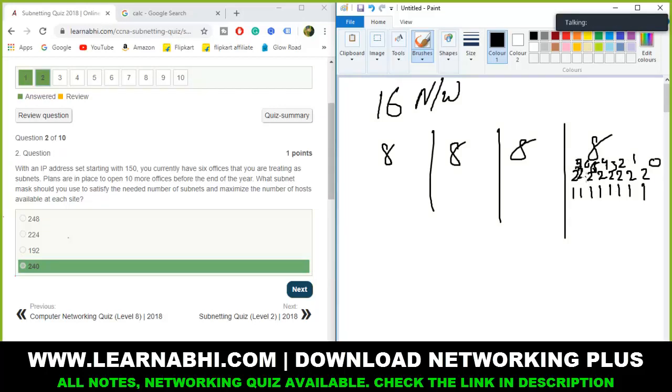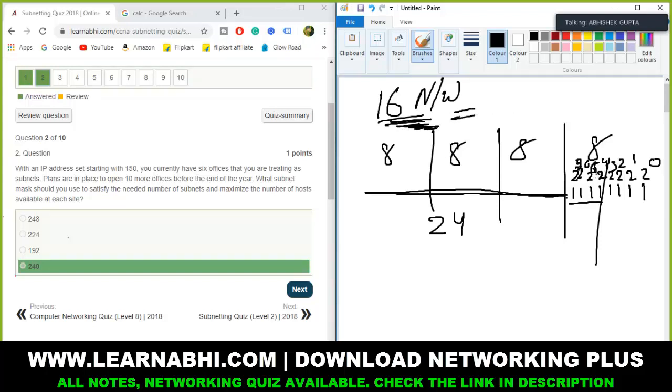Clear? Right. So our requirement is 16 networks. This is a class C address. By default, 24 bits are reserved for the network. So how many bits will you borrow so that you will get 16 networks? Okay, 4. We have to borrow 4 bits from the host. Once we borrow these 4 bits, we get 16 networks, correct? Just find the value of these 4 network bits, and you will get the correct answer, 240.